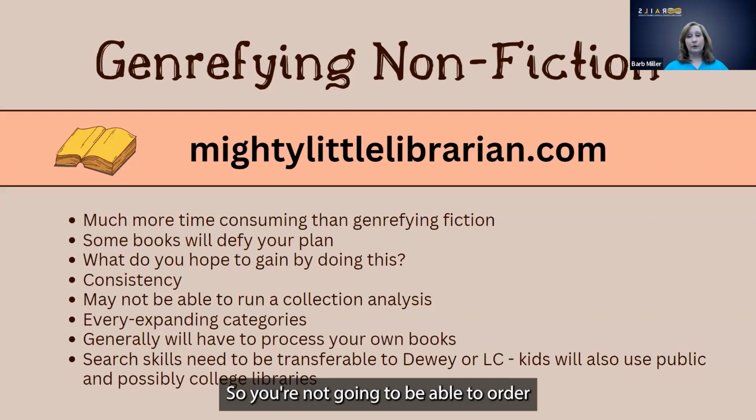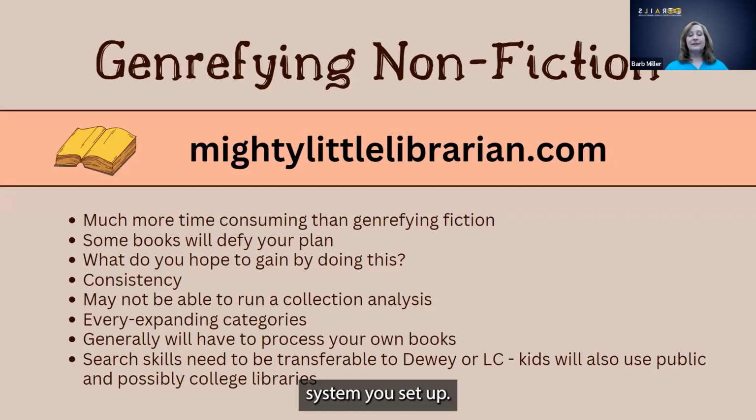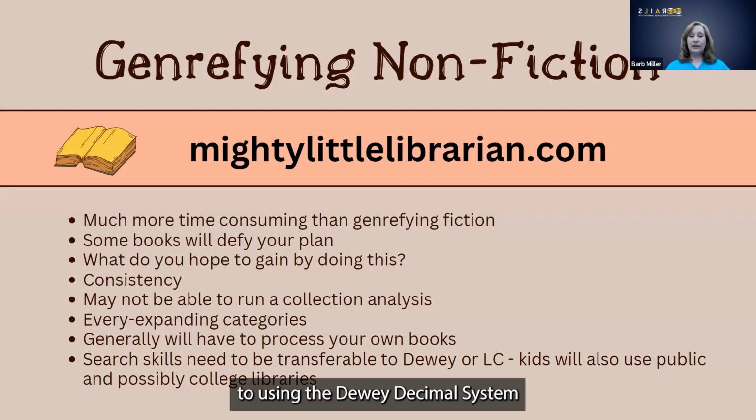So you're not going to be able to order anything pre-processed. You're going to have to do it all yourself, because it has to fit the very specific system you set up. Something you really need to keep in mind is that the search skills required to find things in your new genrefied system need to be transferable to the Dewey Decimal System or Library of Congress, because kids are not just going to be checking out books in your school library. They're going to go to the public library and eventually possibly to an academic library in a college.